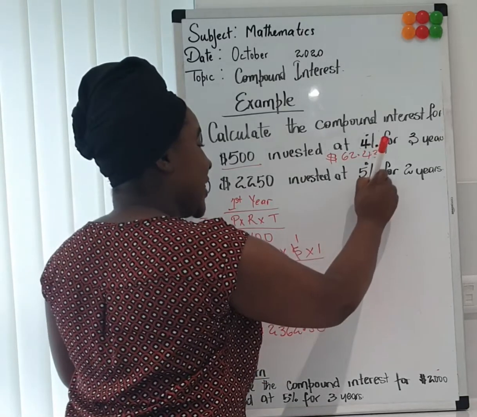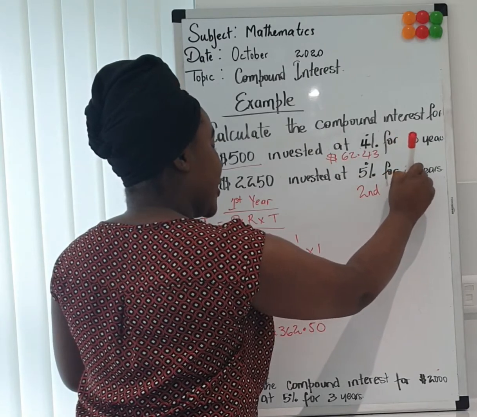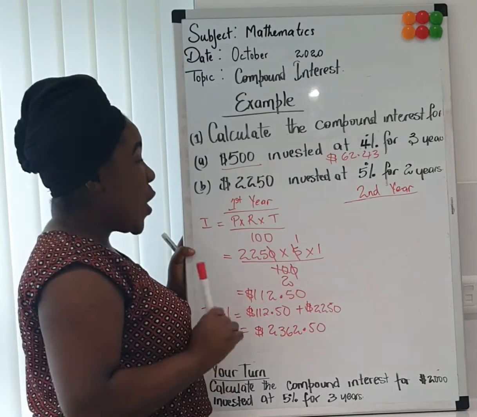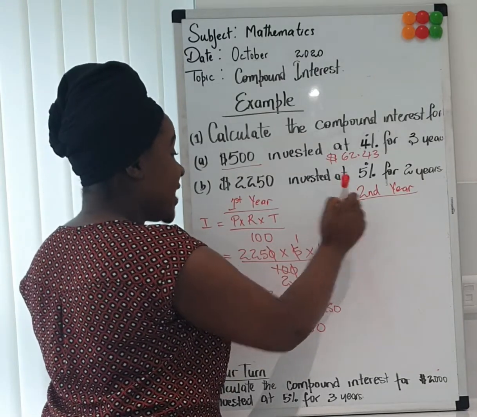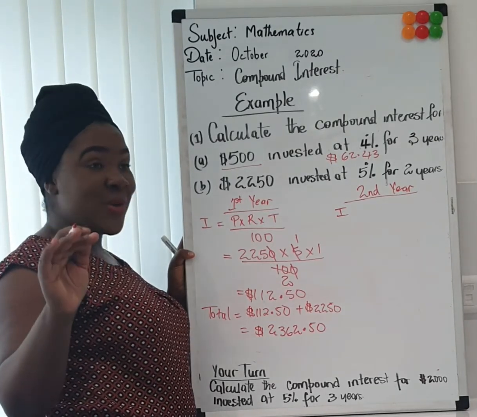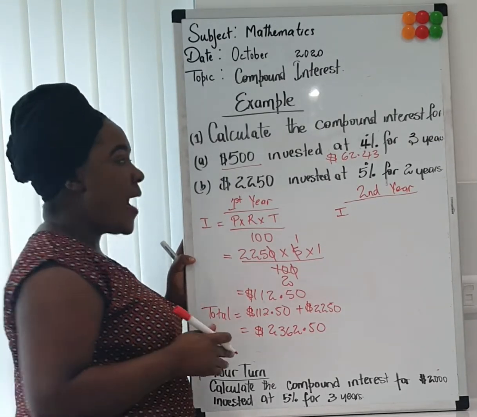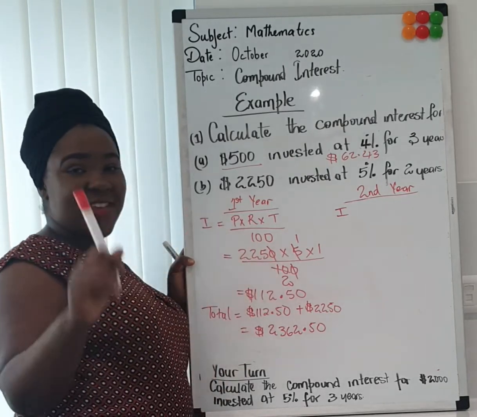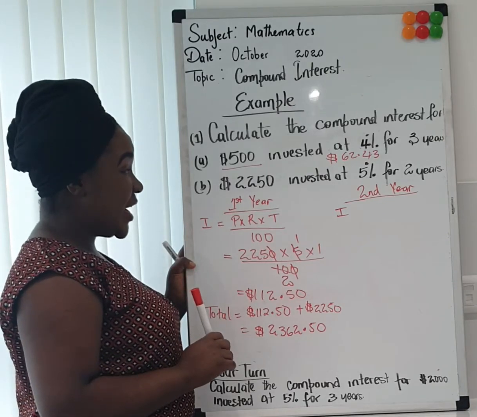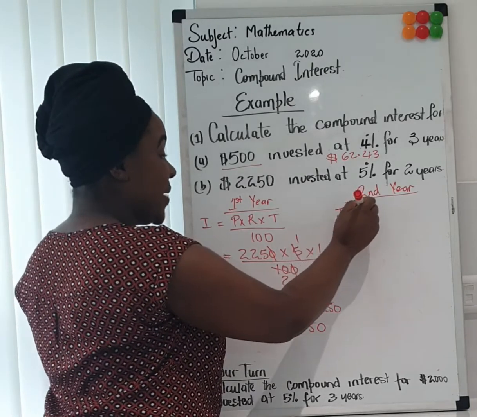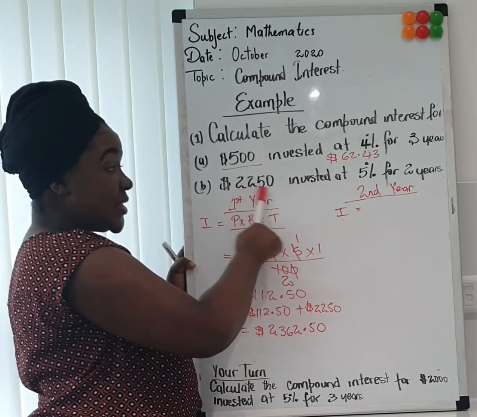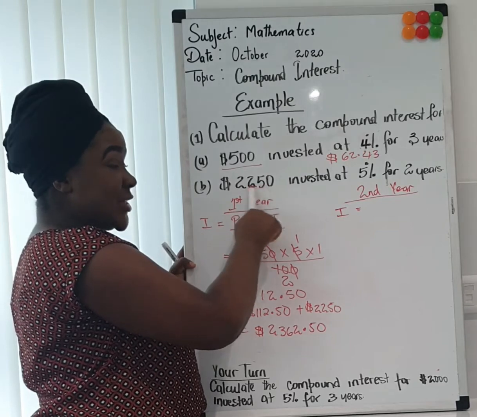Now we go to the second year. For the second year, we work out the same interest that we would get at the end of the second year, and then figure out how much money we have earned overall, and the interest overall as well. It's the same principal times rate times time. The principal I started with is 2,250.